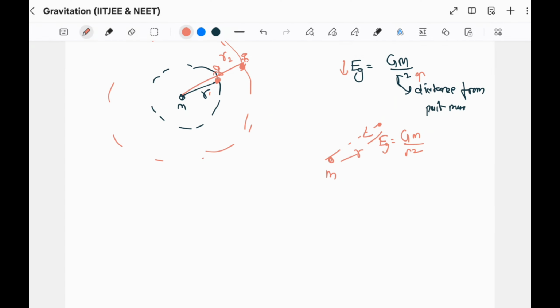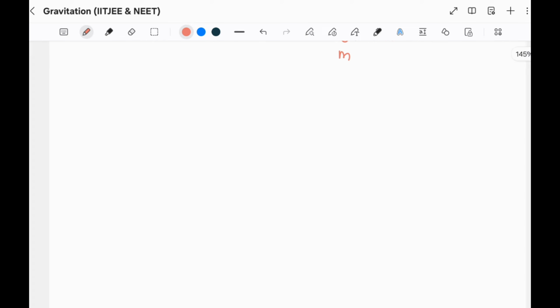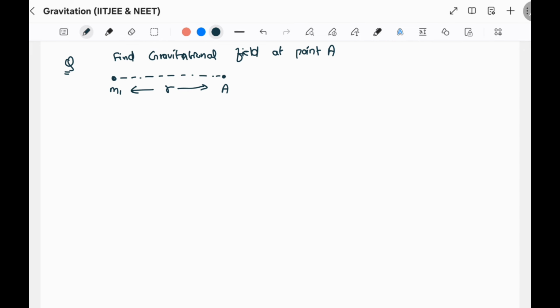Okay. Now we will do some questions that will make your concept more clear. Okay. So the question is like this. There is a point A given. Okay. You have to find the gravitational field at A. So what was the formula? The gravitational field value at A will be G m by, how much is the distance there? Okay. So this will be HA. Okay. So this is the gravitational field value.